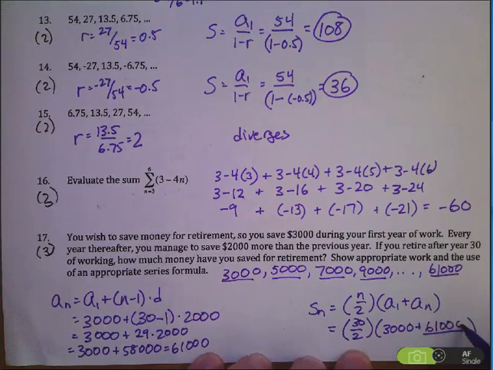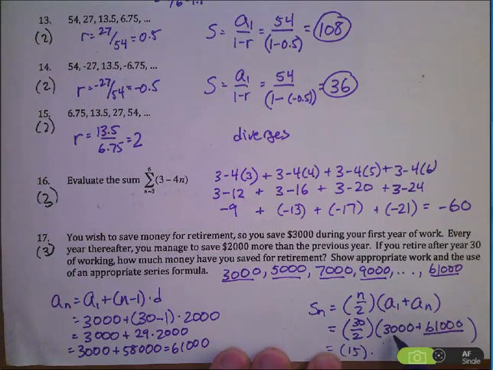And if you plug that in for a sub n, crunch this out, you get 30 over 2, which equals 15. 3,000 plus 61,000 is 64,000. And when you multiply these two numbers together, you get $960,000. And that's how much you save for retirement based on this formula. And those are your answers for your test.